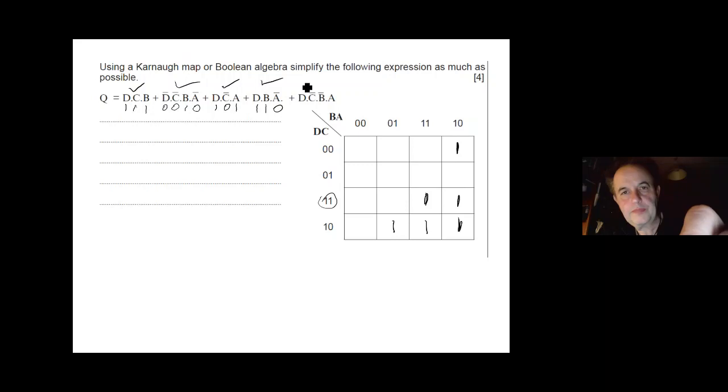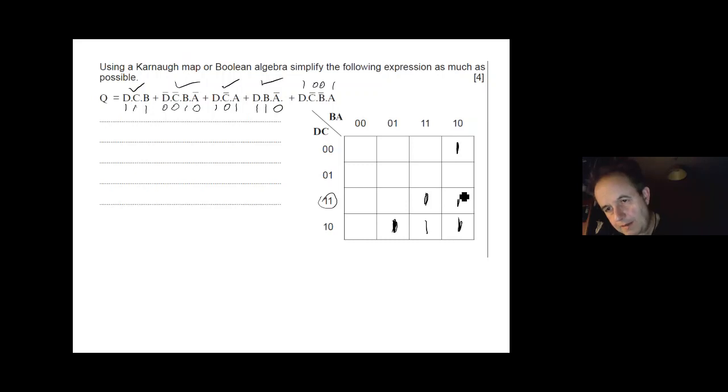Okay, and the last one, I've got a 1, I've got a 0, 0, and a 1. So basically, I'm looking for 1 and 0, on the bottom line. But my not B, and a 1, and there's a 1 there already. Okay, so no worries.